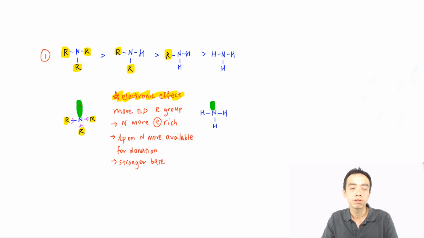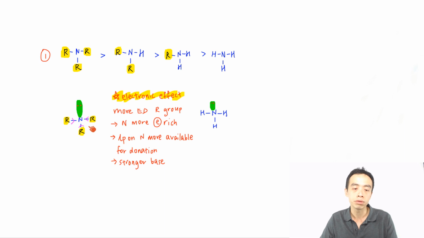Now the electronic effect is fairly straightforward. Because an R group is a donating group, what the R group will do is push electrons to my nitrogen, so it will increase the lone pair availability on my nitrogen. So the more R groups we have, the more available the lone pair will be on my nitrogen, and it makes it more basic. So the more electron donating groups we have, nitrogen becomes more electron rich. So the lone pair on my nitrogen becomes more available for donation, and it makes it a stronger base.